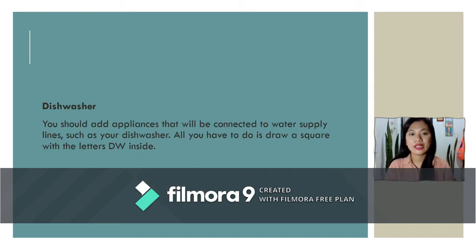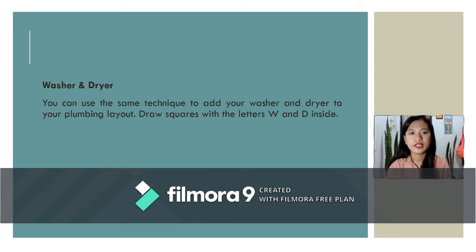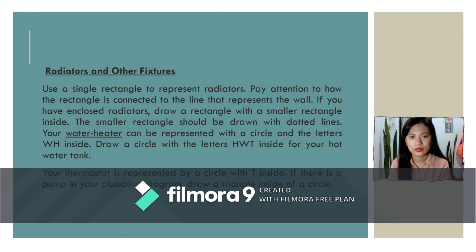Next is dishwasher. You should add appliances that will be connected to water supply lines, such as your dishwasher. All you have to do is draw a square with the letters DW inside. Washer and dryer. You can use the same technique to add your washer and dryer to your plumbing layout. Draw squares with the letters W and D inside.